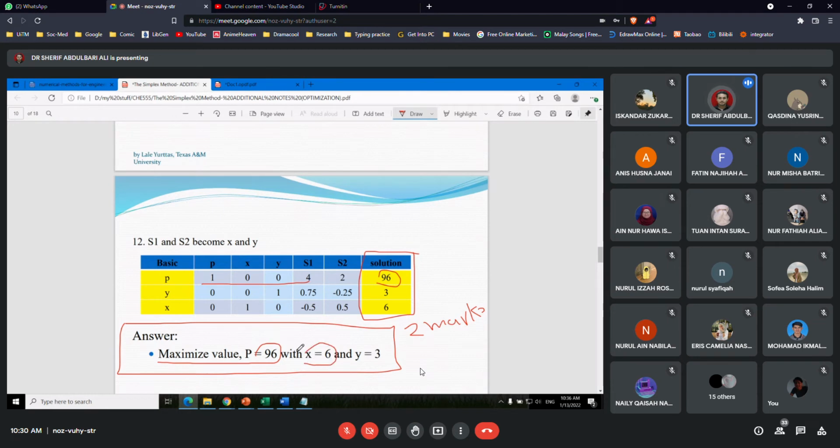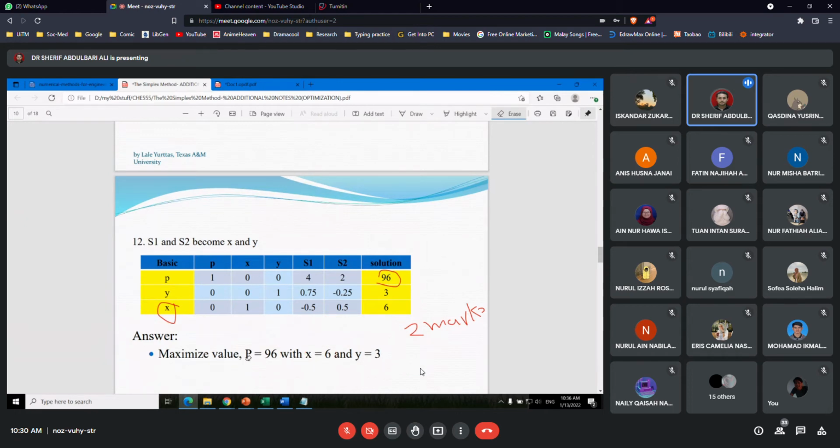When X is equal to 6, and Y is equal to 3. So don't forget, you need to explain what this table means, because you are going to get 2 marks for that. So you are going to maximize your function with the value of 96 when y is equal to 3 and x is equal to 6. Okay, so that's all for the optimization problem. Do you have any questions?